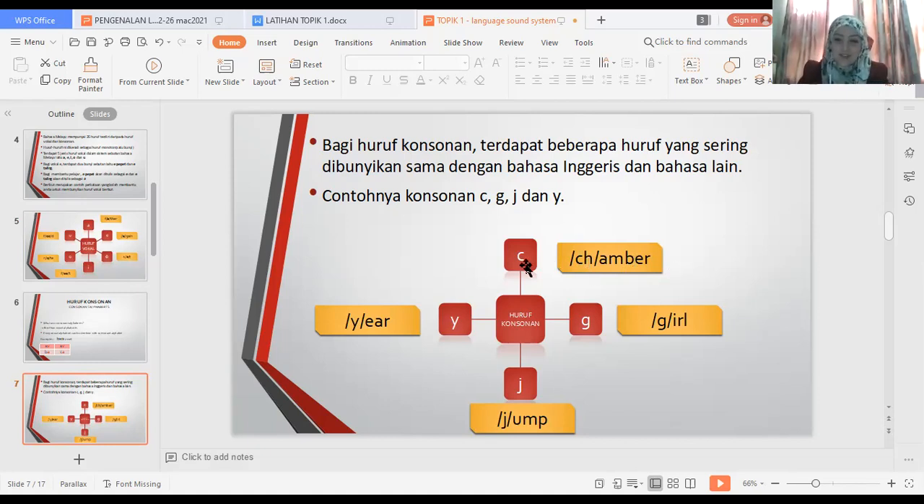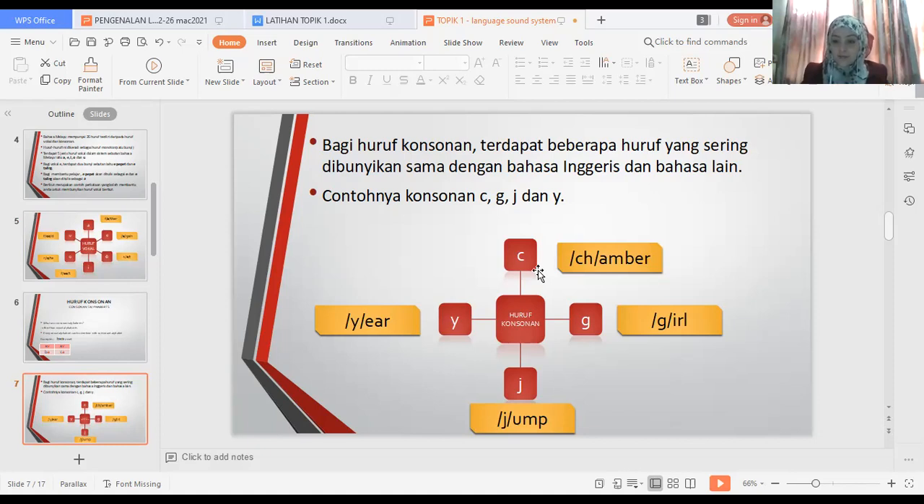Not "ke", because in English, C is for "ke", is it? But in Bahasa Melayu, C is for chair. Okay, chamber. Chair. Okay. C, Safi. I'm asking you, Safi. C.